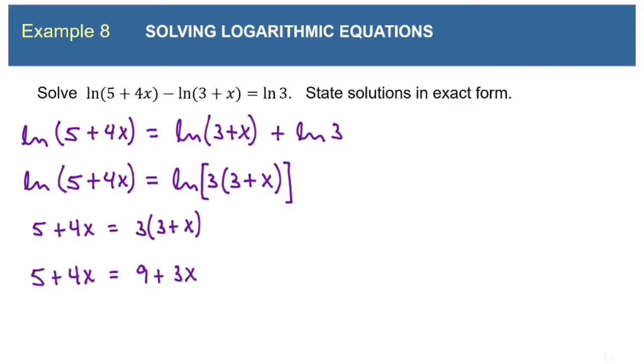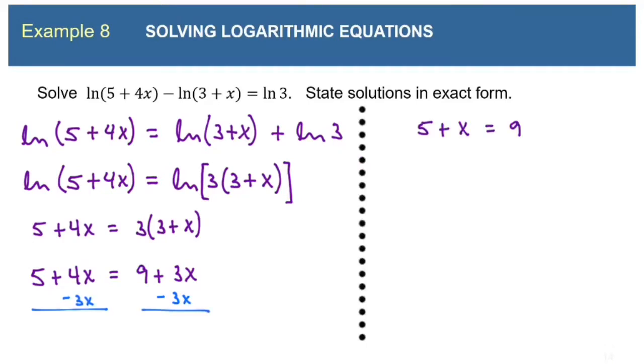Distribute your 3. So 3 times 3 is 9, 3 times x is 3x, and we'll just solve this little linear equation. So the first thing I would do is subtract 3x from both sides. That will give us 5 plus x equals 9. And now subtract 5 from both sides, and we have x equals 4. And we need to test that 4 in both of our log terms that have variables. So 4 times 4 is 16. 16 plus 5 is a positive number. 3 plus 4 is a positive number, so this is good. And our solution set is just x equals 4.